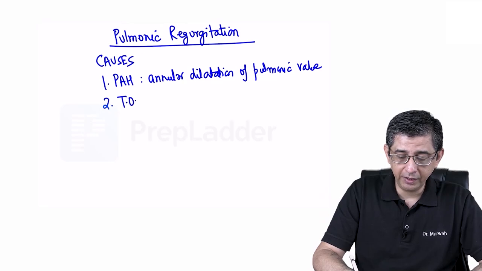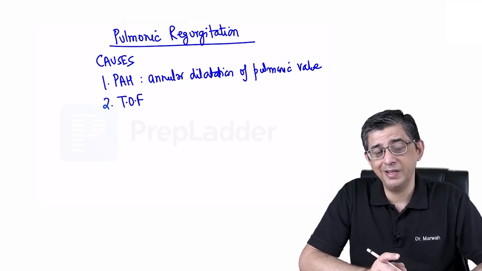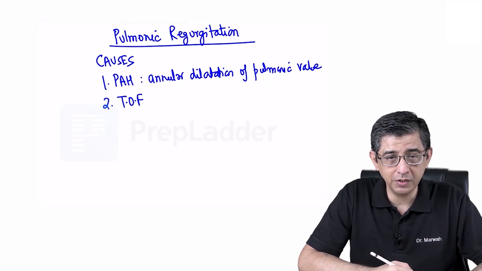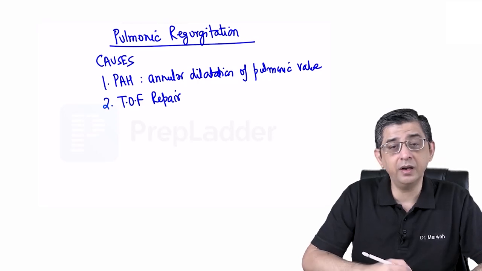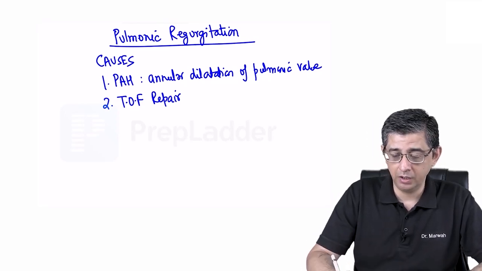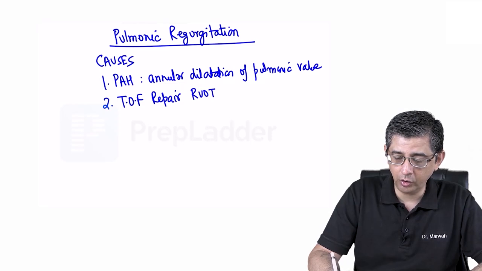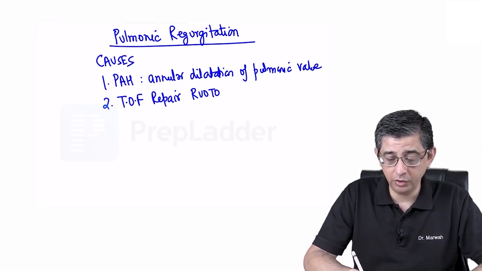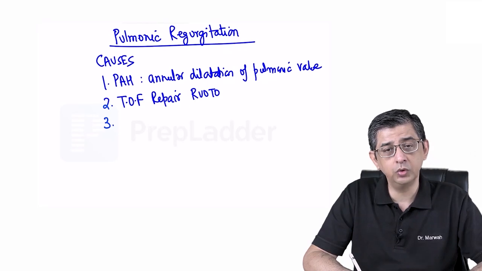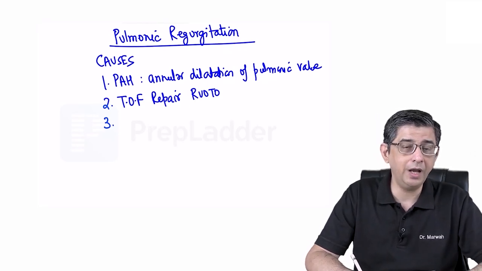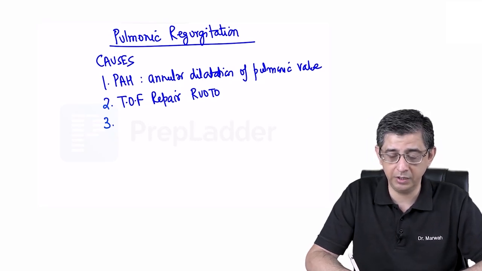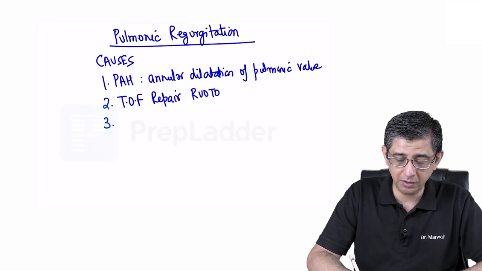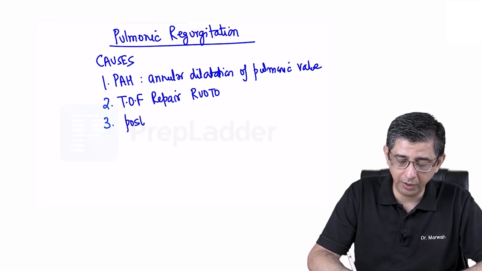We are aware that in tetralogy of Fallot, there is going to be a subpulmonic stenosis. So when a surgeon is doing a tetralogy of Fallot repair, if there is an overcorrection of the right ventricular outflow tract obstruction, then this overcorrection can contribute to the opposite developing in the patient. He had a subpulmonic stenosis but ended up after surgery with pulmonic regurgitation. The same is the situation after a balloon valvotomy.